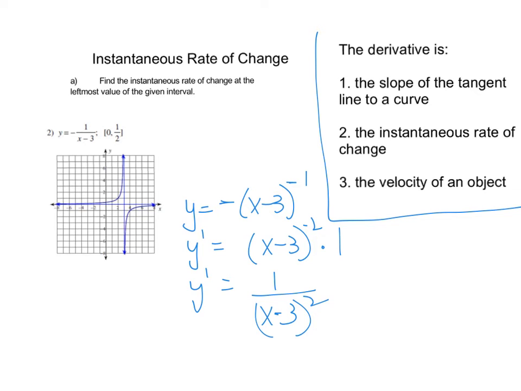All right, and they want to know what is the instantaneous rate of change at the leftmost. Well, the leftmost value is where x is equal to 0. So y prime of 0 is 1 over negative 3 squared, which is 9, so 1/9. So that's all you really have to do to find the instantaneous rate of change.